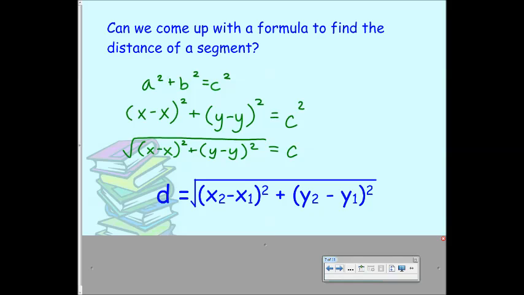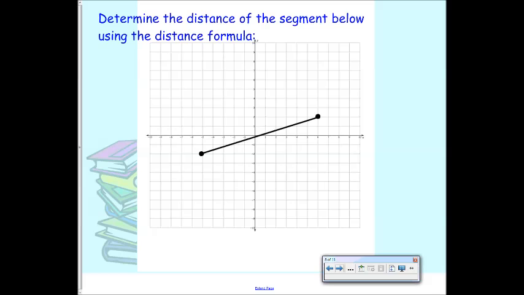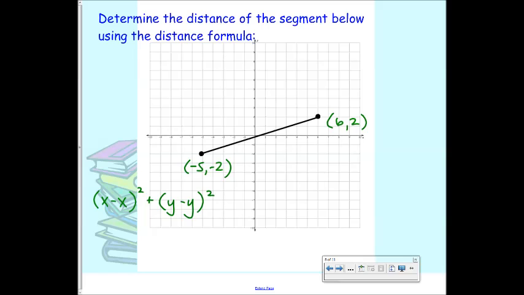Okay, so here's our segment below. And this is at the coordinate -5, -2. And this is at the coordinate 6, 2. So if I don't want to use the Pythagorean theorem, if I want to use the distance formula, which is essentially just the Pythagorean theorem, I'm going to do x minus x squared plus y minus y squared. And then at the end, I'm going to take the square root. Okay, what are my x's? -5 and 6. So I'm going to do 6 minus -5 squared. Plus, what are my y's?